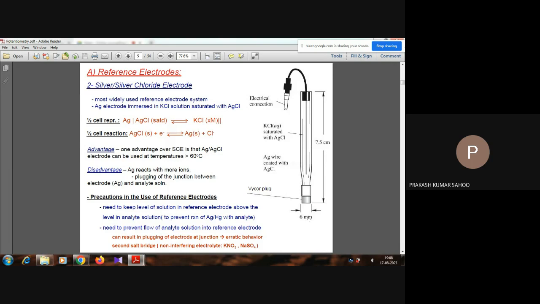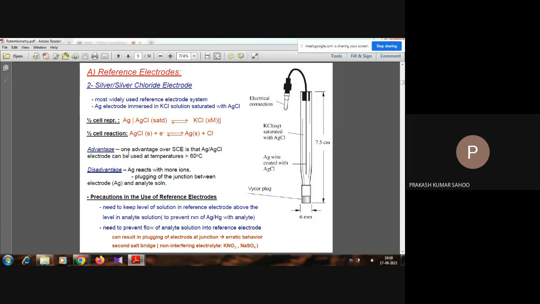and this is the mechanism or instrumentation of your silver chloride electrode, where the silver wire is here, and this is KCl saturated with silver chloride. This is saturated solution, and these are the different dimensions.